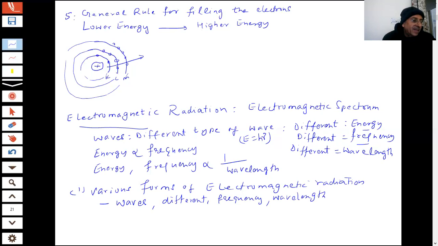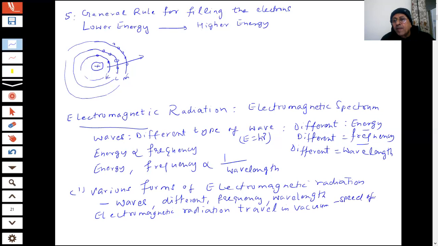But these electromagnetic radiations have the speed of light in vacuum. These electromagnetic radiations travel in vacuum with what speed? The speed of light. What is the speed of light? Students, tell me, what is the speed of light? Do you know the value of the speed of light? You use it a lot. Give me the value, students.